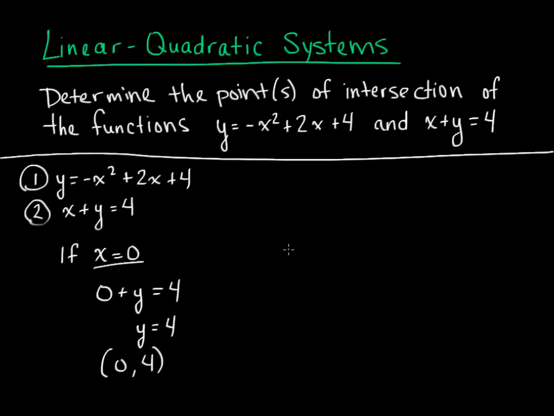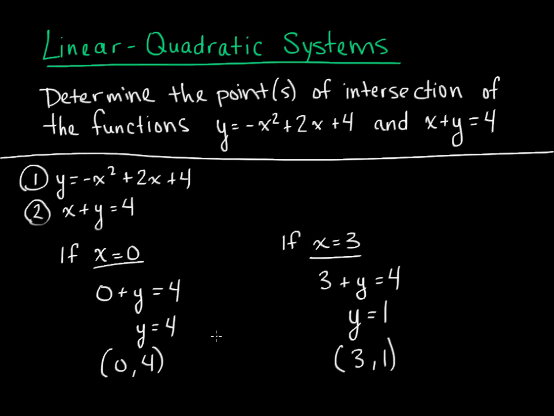Okay. The other x value that we got was x equals 3. So if x is equal to 3, again, let's use the linear function. We get 3 plus y is equal to 4, which if we rearrange the equation, we get y equals 1. And so that gives us the coordinates 3, 1. So what we've just done is solved for the 2 points of intersection between this quadratic function and this linear function. The 2 points of intersection are 0, 4 and 3, 1.